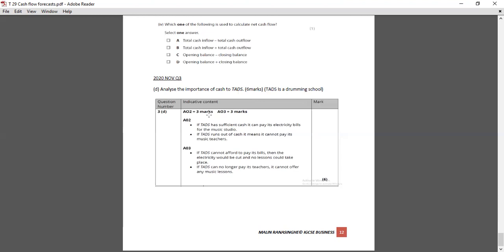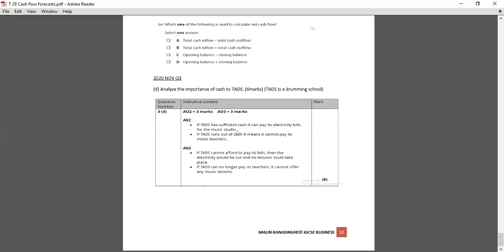So you have to identify 2 applications which are relevant to the drumming school. For example, if TADS has sufficient cash, it can pay its electricity bills for the music studio. If you just say electricity bill, no marks, because it's a generic answer. You have to say electricity bill for the music studio.